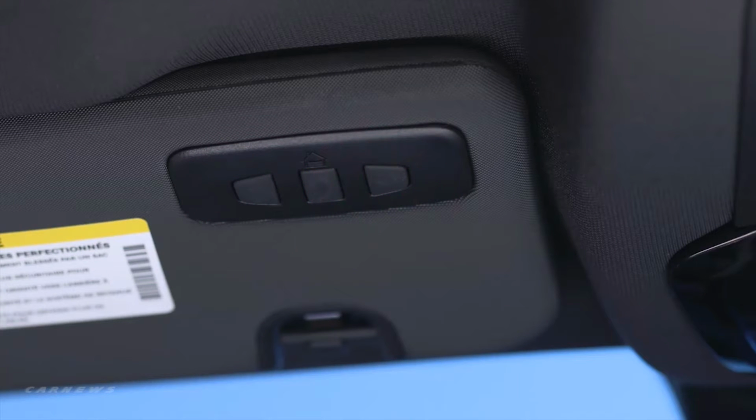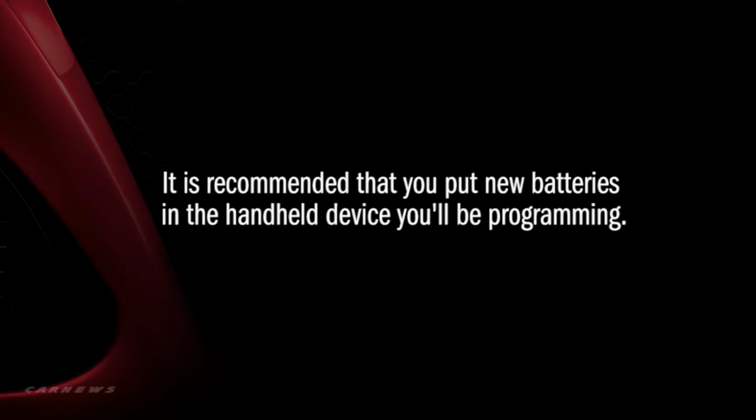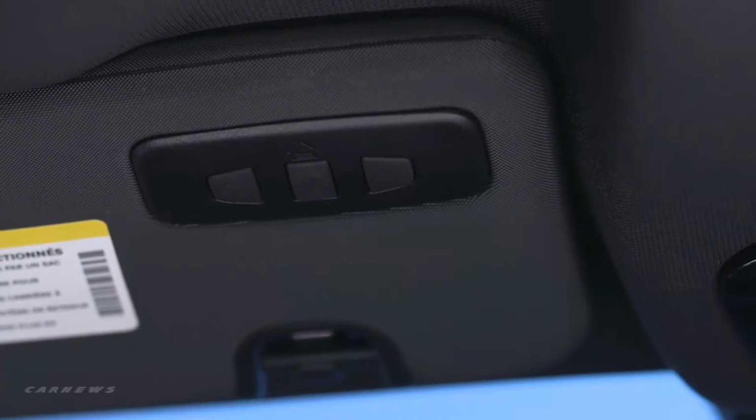To start programming for a garage door opener, first make sure you're parked outside the garage. It's also recommended that you put new batteries in the handheld device you'll be programming. The HomeLink unit is powered by the vehicle's battery and does not require replacement.